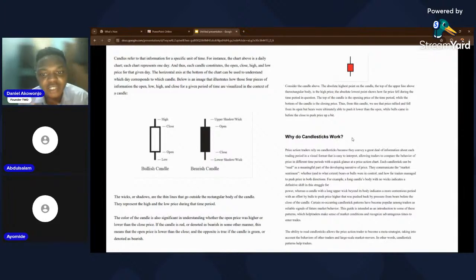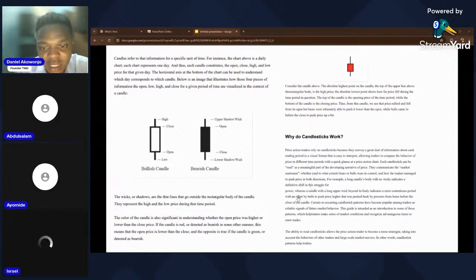Okay, price action traders rely on candlesticks because they convey a great deal of information about each trading period in a visual format that is easy to interpret. Do you understand? Allowing traders to compare the behavior of price in different time periods with a quick glance at a price action chart. So merely looking at the chart, you can easily know what is really happening. Let's imagine you see a dodgy candlestick somewhere at the bottom or at the top of something. You know what it means. You automatically have an in-depth knowledge about how this whole thing works.